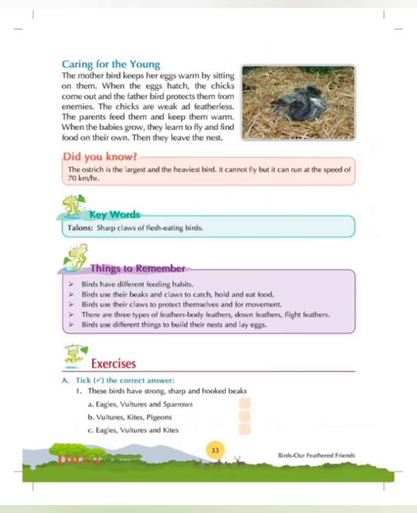Caring for the young. The mother bird keeps her eggs warm by sitting on them. When the eggs hatch, the chicks come out and the father bird protects them from enemies. The chicks are weak and featherless. The parents feed them and keep them warm. When the babies grow, they learn to fly and find food on their own. Then they leave the nest.